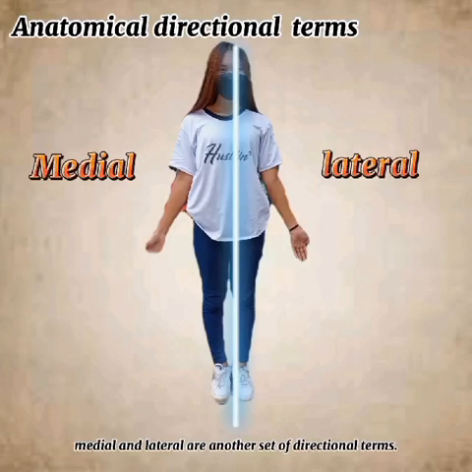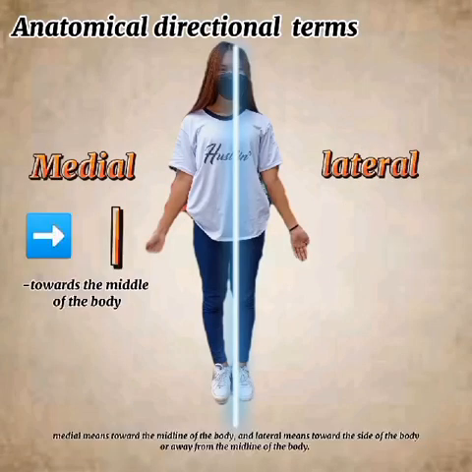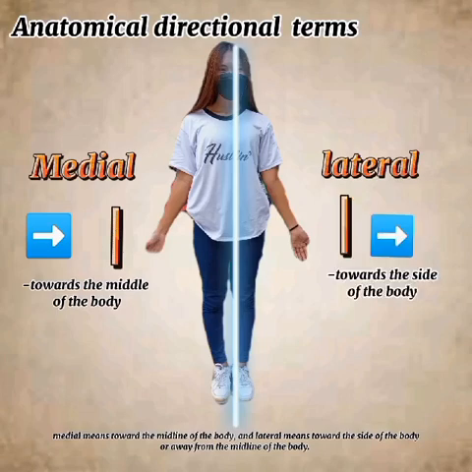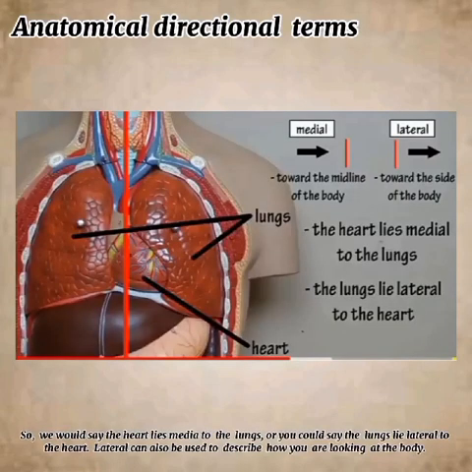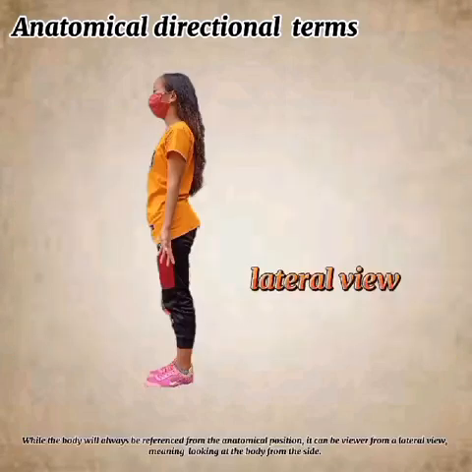Medial and lateral are another set of directional terms. Medial means toward the midline of the body, and lateral means toward the side of the body or away from the midline of the body, where the midline is an imaginary line that divides the body into left and right halves. So, we would say the heart lies medial to the lungs, or you could say the lungs lie lateral to the heart. Lateral can also be used to describe how you are looking at the body. While the body will always be referenced from the anatomical position, it can be viewed from a lateral view, meaning looking at the body from the side.